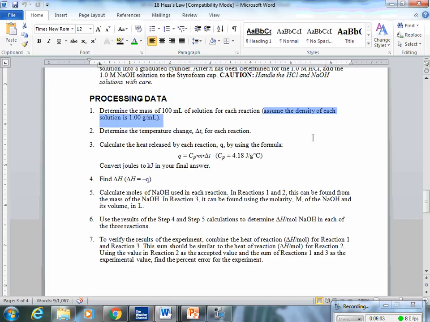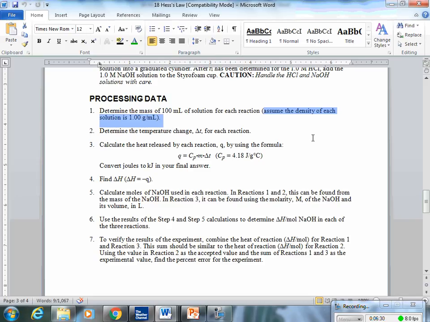The final assumption is that the procedure for reaction 3 uses the assumption that the initial hydrochloric acid solution and sodium hydroxide solution are of the same temperature. Now, I've mixed these chemicals up beforehand, so they should be at the same temperature. So we are assuming they're at the same temperature.